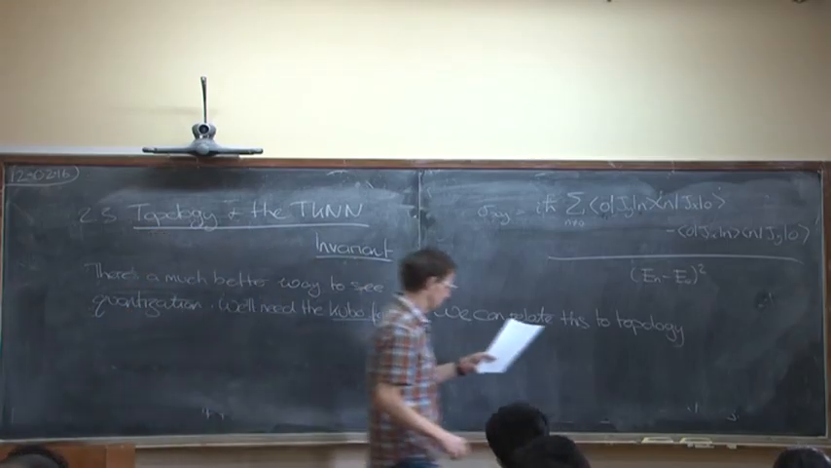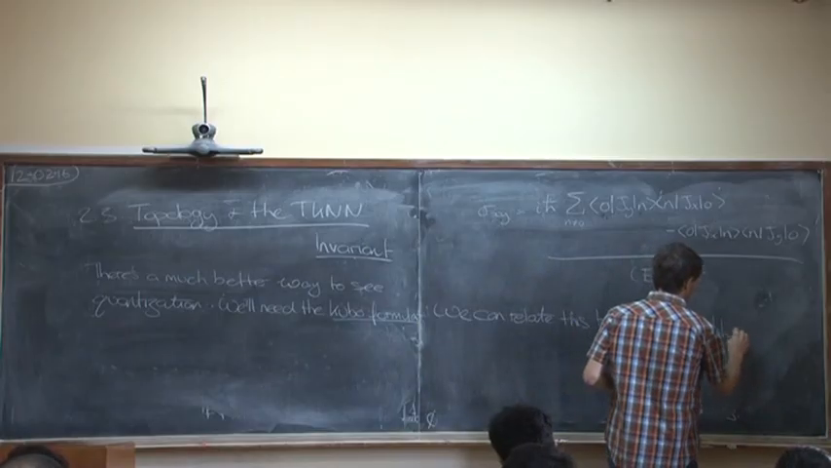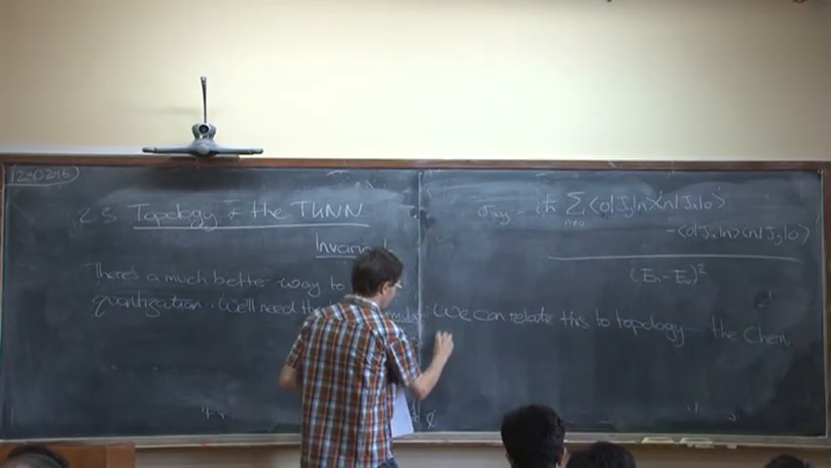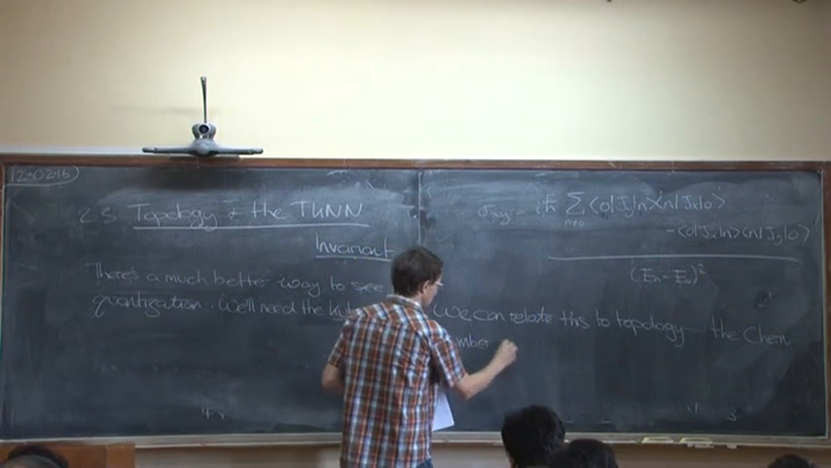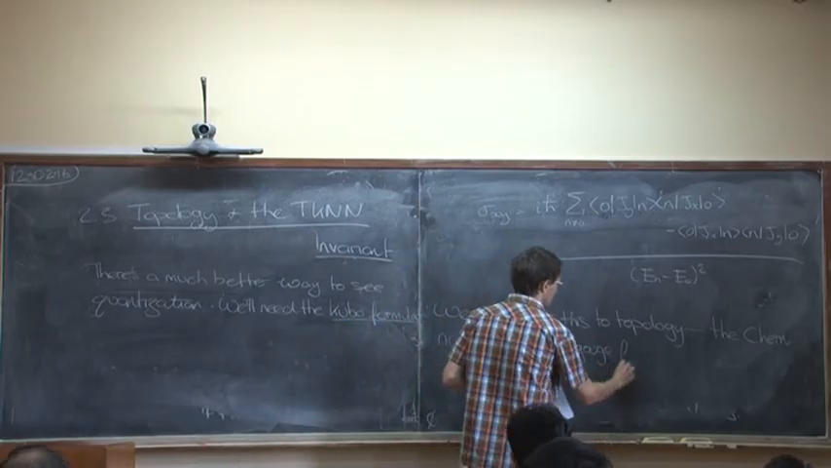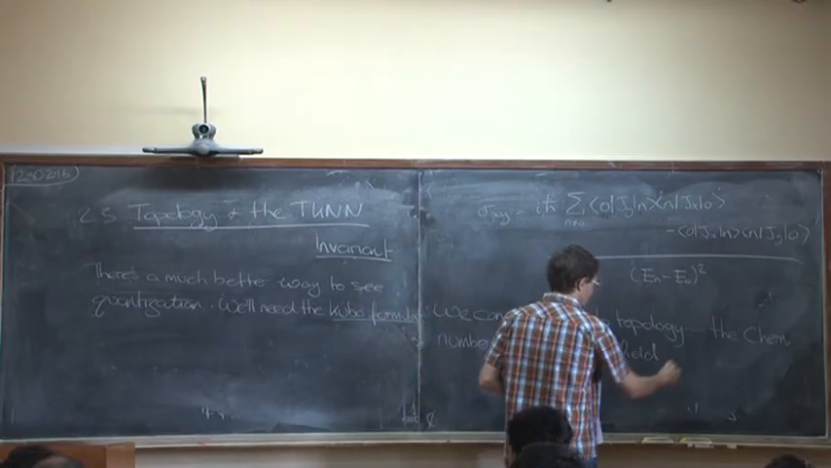But I think that's related, right? Because it's not dissipative. So the topology we're going to relate it to is something called the Chern number. At least if it works, it's necessary.